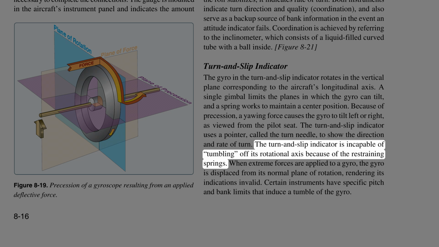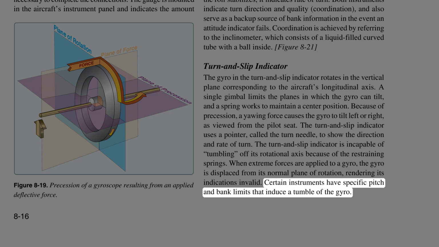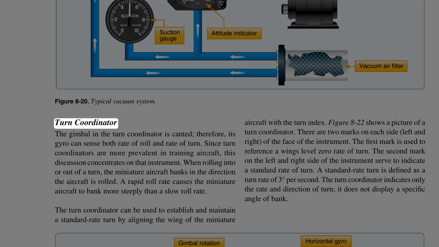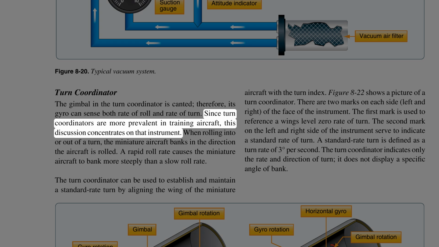The turn and slip indicator is incapable of tumbling off its rotational axis because of the restraining springs. When extreme forces are applied to a gyro, the gyro is displaced from its normal plane of rotation, rendering its indications invalid. Certain instruments have specific pitch and bank limits that induce a tumble of the gyro. Turn coordinator. The gimbal in the turn coordinator is canted, therefore, its gyro can sense both rate of roll and rate of turn. Since turn coordinators are more prevalent in training aircraft, this discussion concentrates on that instrument.